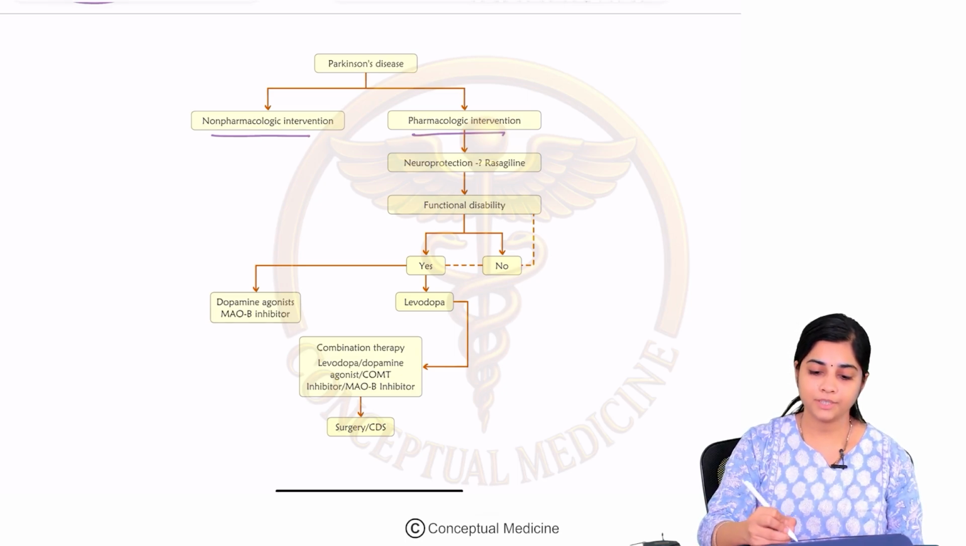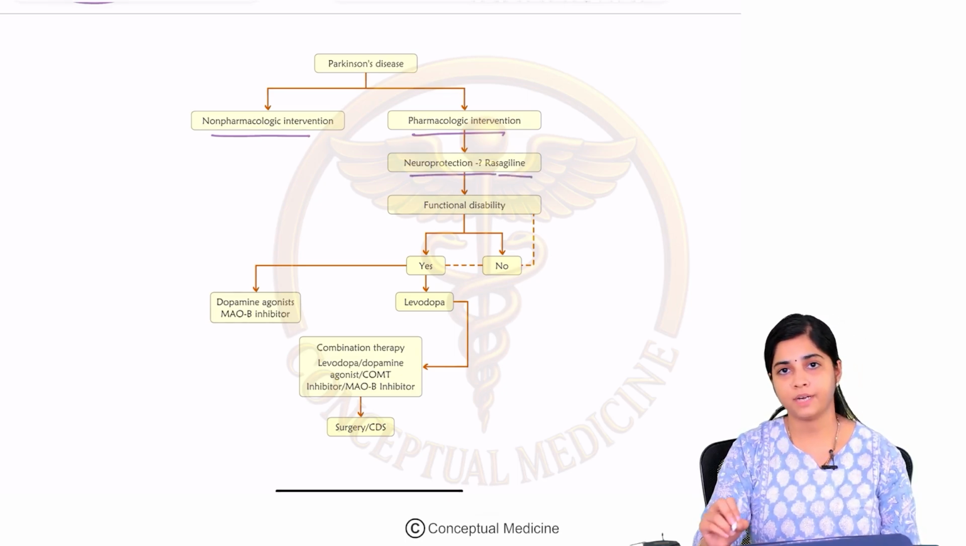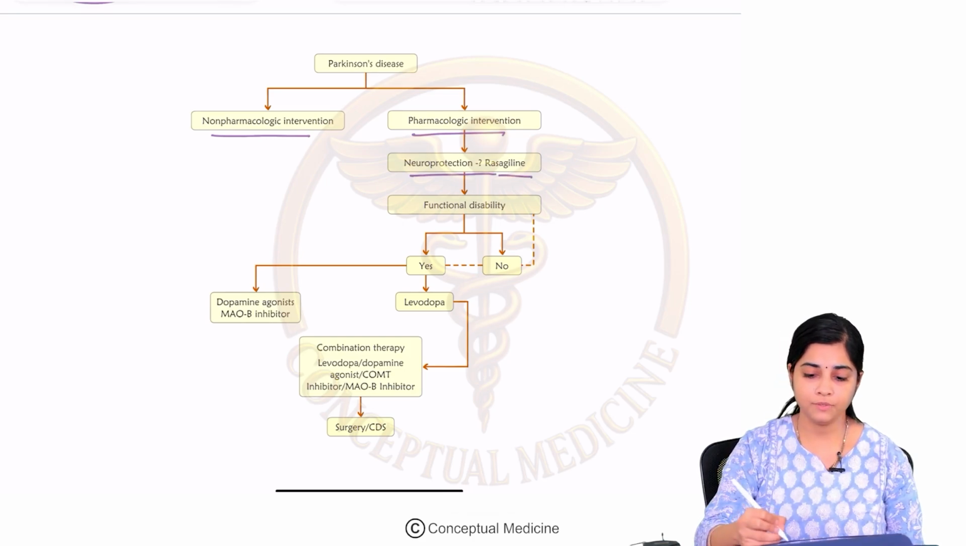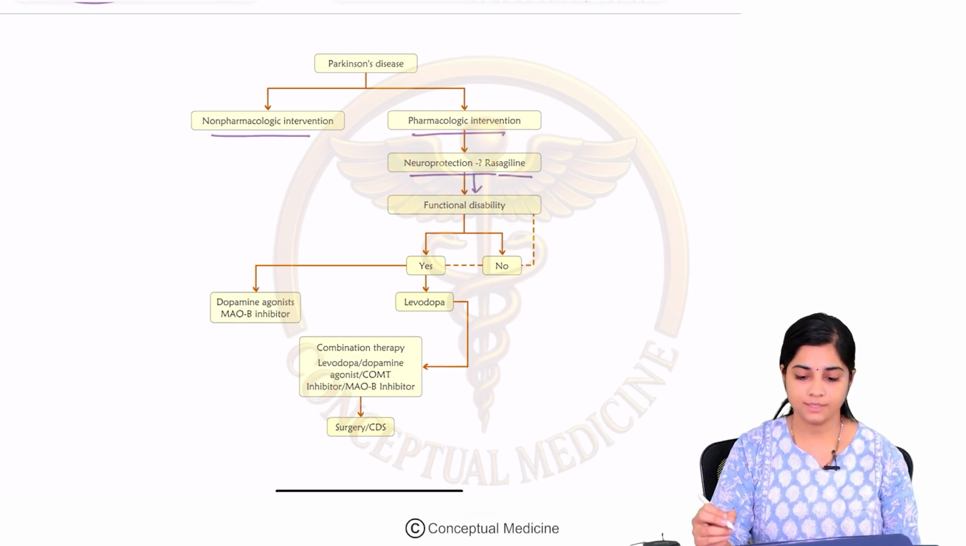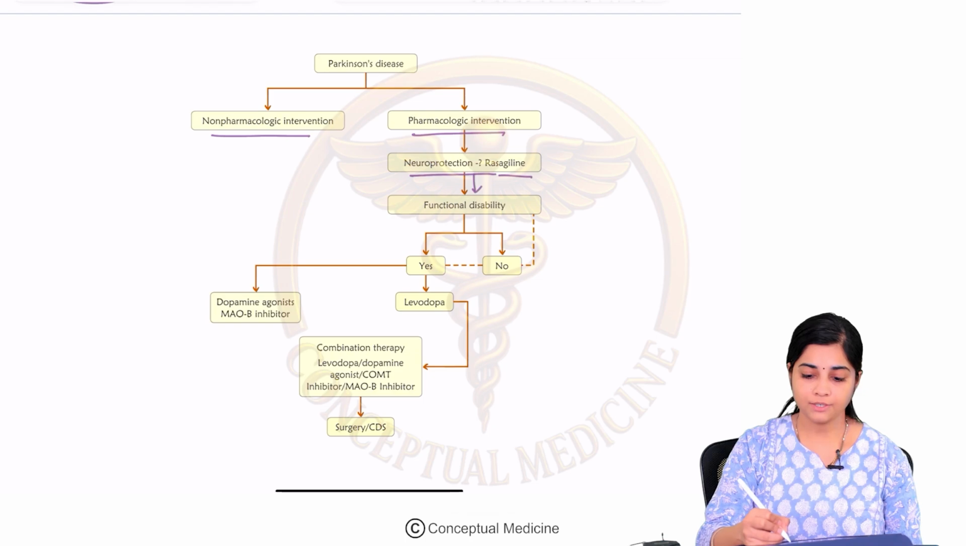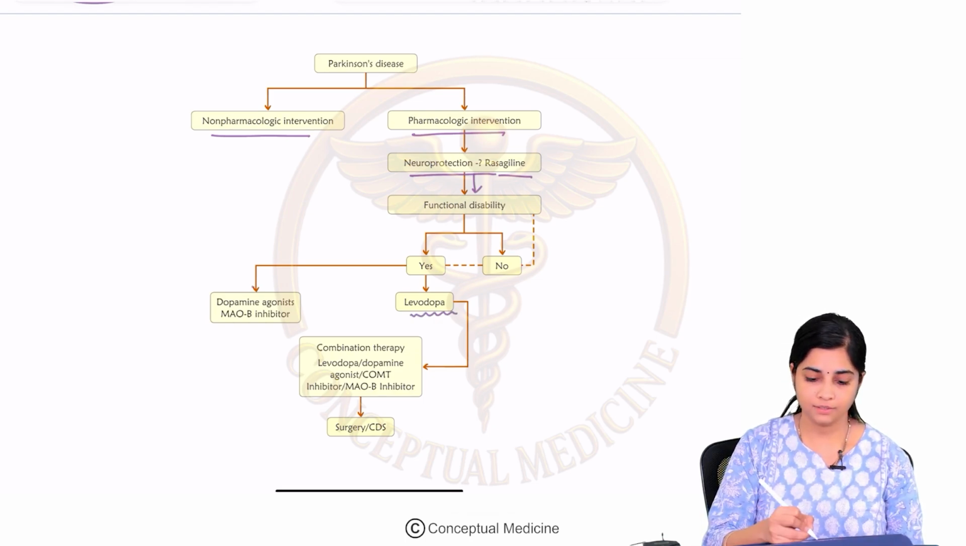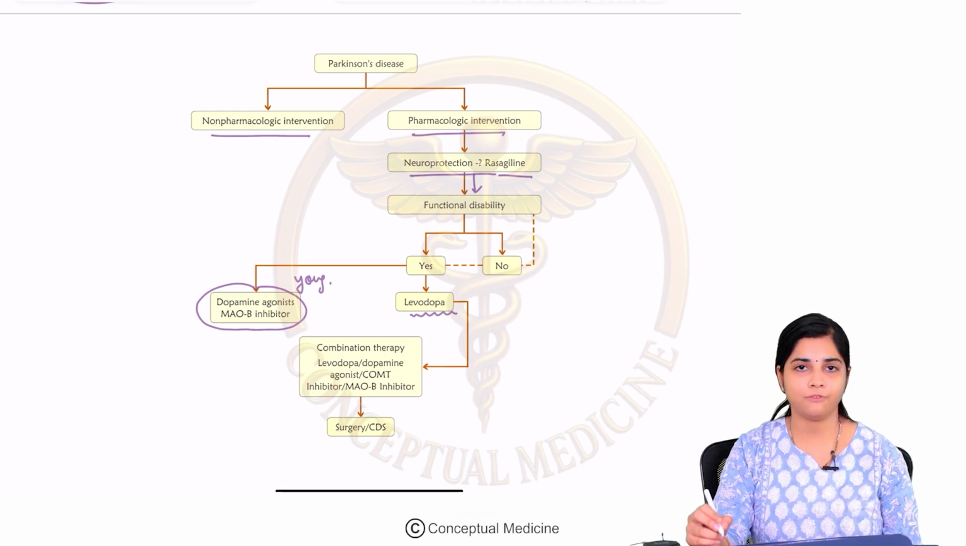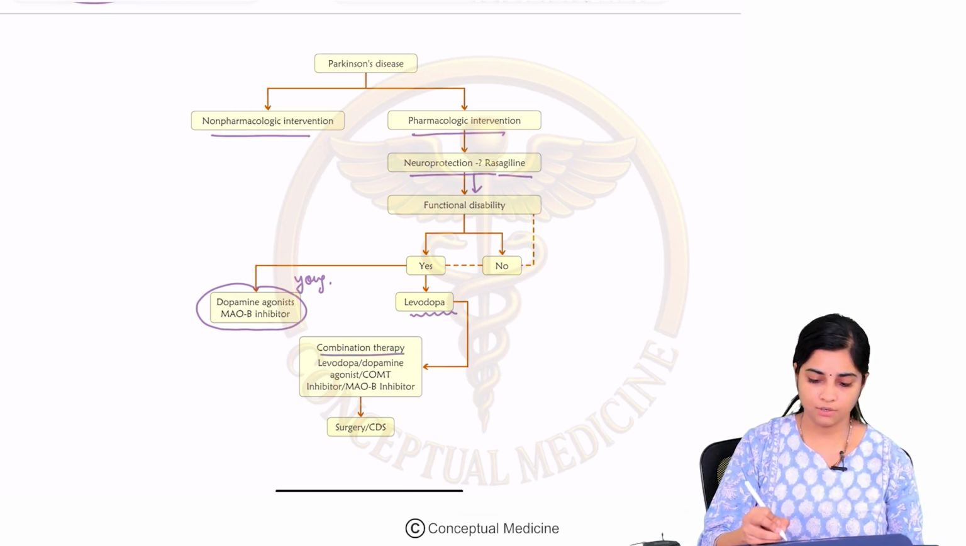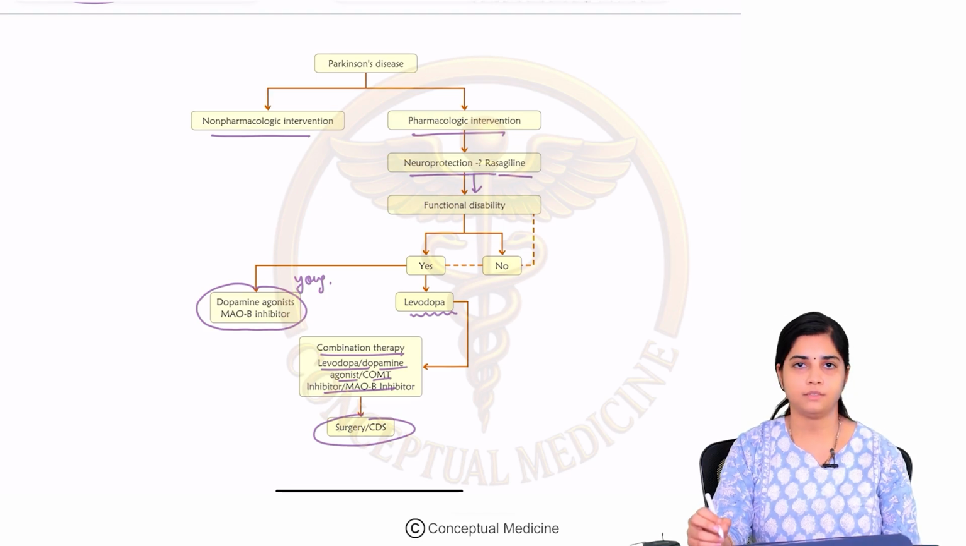So neuroprotection drugs like rasagiline have been tried, but they are not really FDA approved. Then you see the functional disability. If functional disability is present, then you start with levodopa. Dopamine agonist therapy is usually the first line drug in younger individuals less than 40 years of age. If there is no improvement with this, then you consider combination therapy with levodopa, dopamine agonist, COMT or MAO-B inhibitors, and the last resort will be surgery.